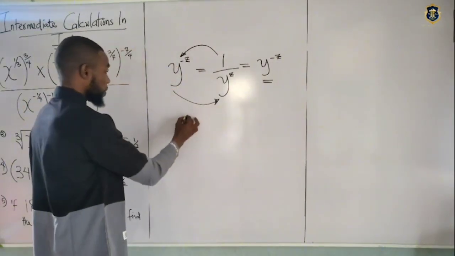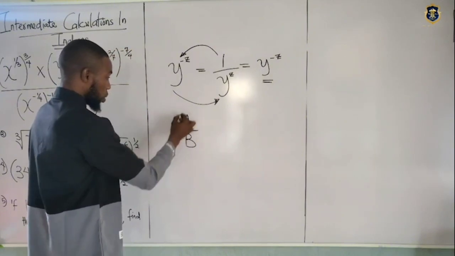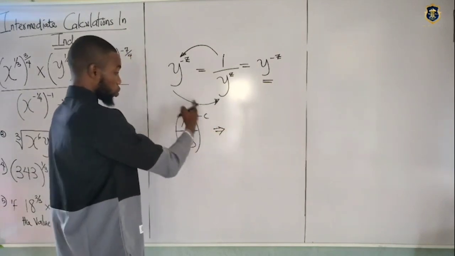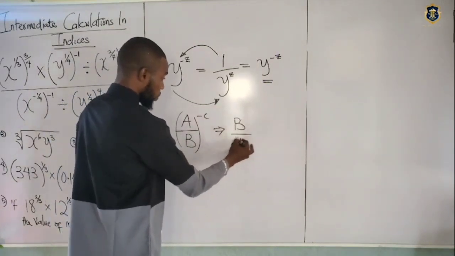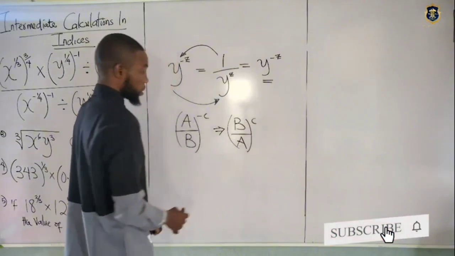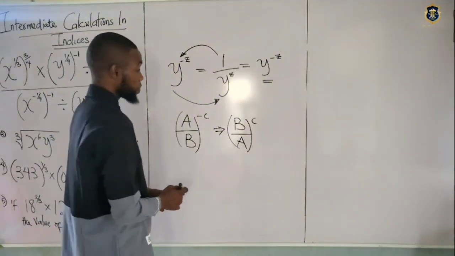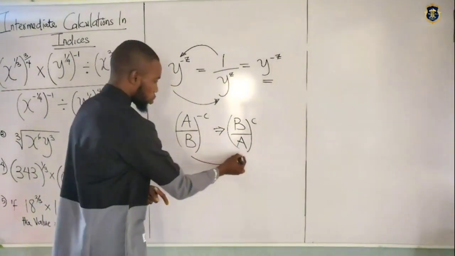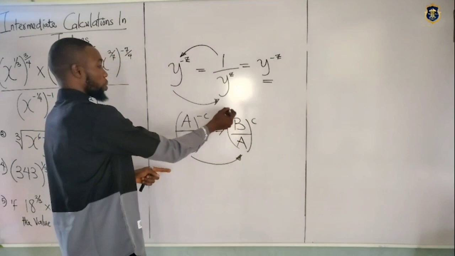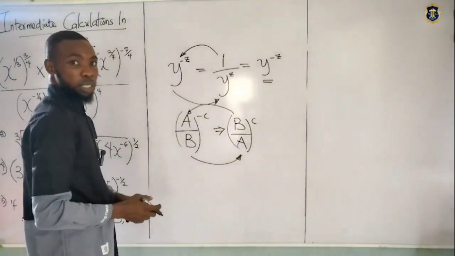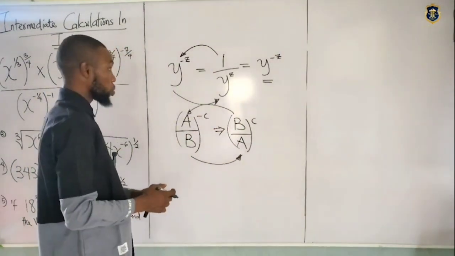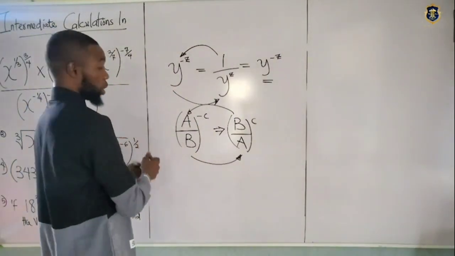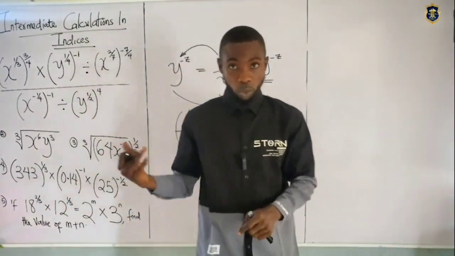I remember we said if we have a over b all raised to the power of minus c, what we do to remove this minus is to invert them, writing b over a all raised to the power of c. It's a simple case, and it can also be reversed. You can choose to put it like this, or like this. Please take your sheet of paper, a jotter or a note, and put this down, because we are going to be applying these principles to what we are solving. Without further ado, let's look at the question.